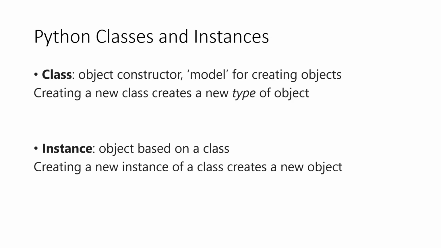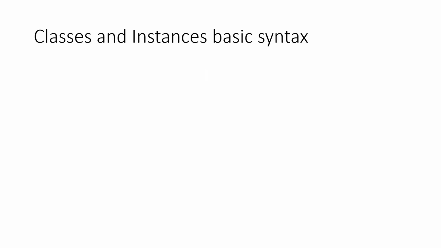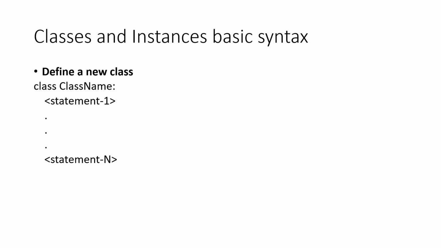So again, creating a class is describing how a new type of object will be, while creating a new instance is when we actually create an object. Here is a basic syntax of classes and instances in Python. To define a new class, we use a keyword class, followed by the class name, and statements to describe the class. Assume now we have a new class called class name. It has all the details of how this new type of object should look like.